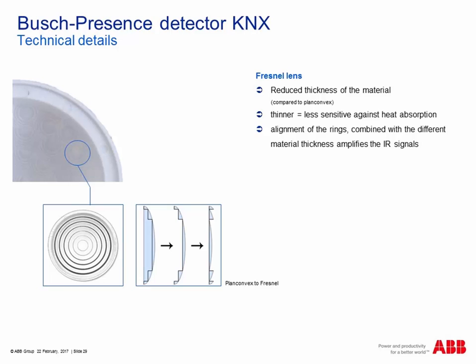Some details about the lenses. We have a so-called Fresnel lens. A Fresnel lens has a lot more benefits and features in comparison to a plano-convex lens. A plano-convex lens is a typical lens you can find in your glasses. This Fresnel lens is much thinner than the typical lens. That means you have a reduction of material, and with less material, you have less interference and less absorption inside the material, and it makes the presence detector much more accurate.